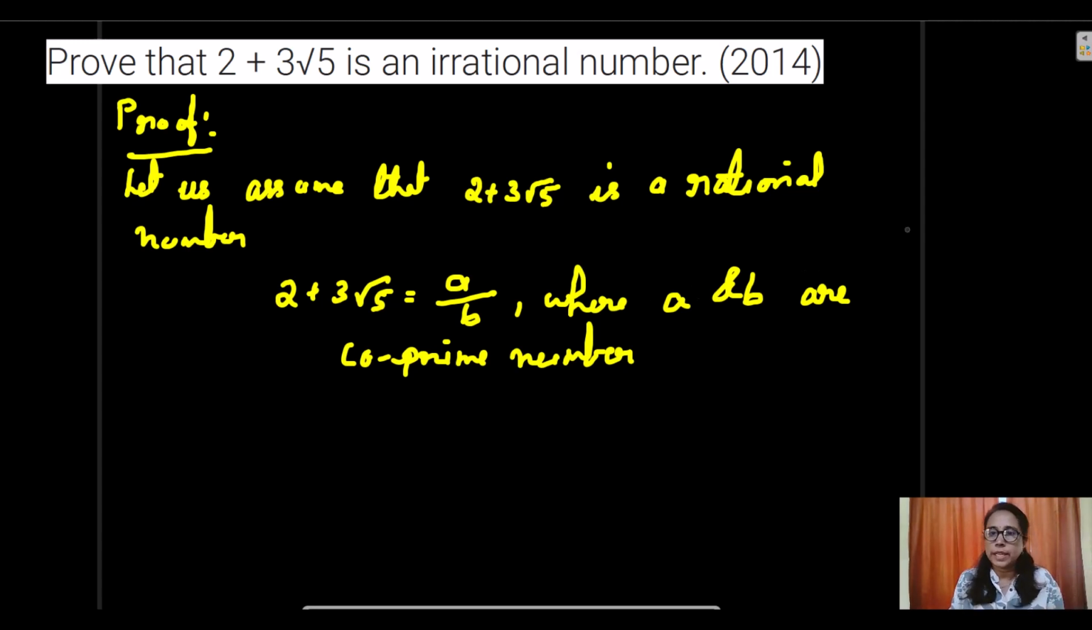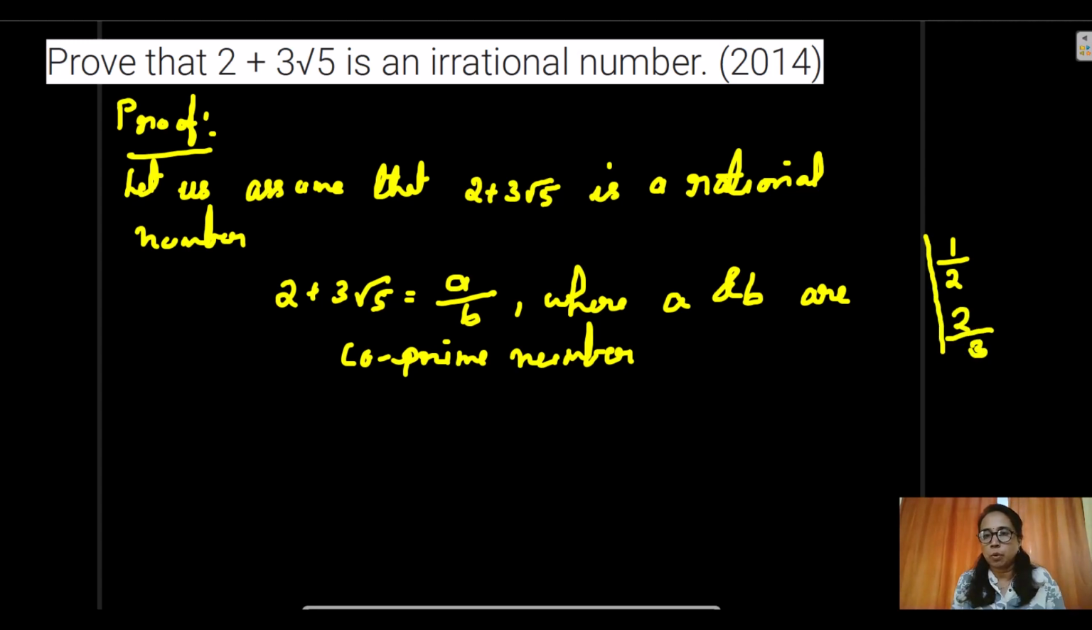Like I'll give you one example. 1 by 2: 1 and 2 are co-prime numbers because there is no common factor other than 1. Do you understand? Only 1 will be the common factor, right? 2 by 3: 2 and 3 are co-prime numbers. 3 by 5: 3 and 5 are co-prime numbers. No common factor other than 1. That's why we are telling these are co-prime numbers.